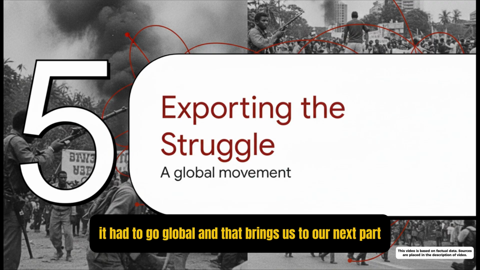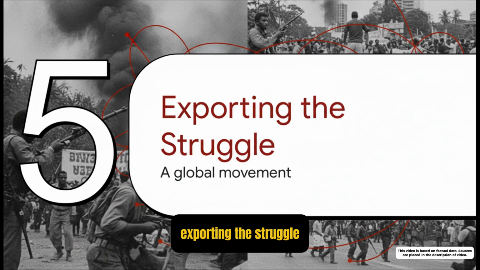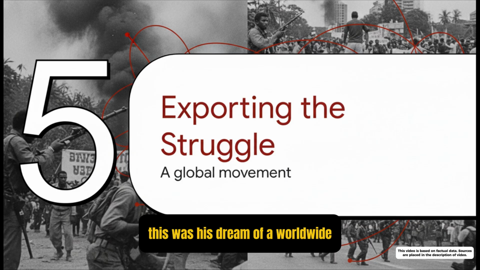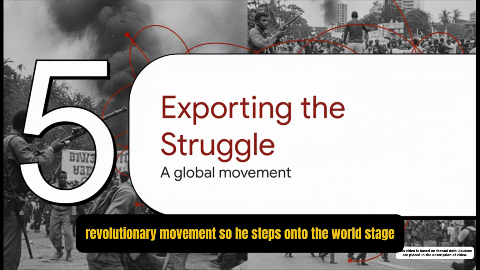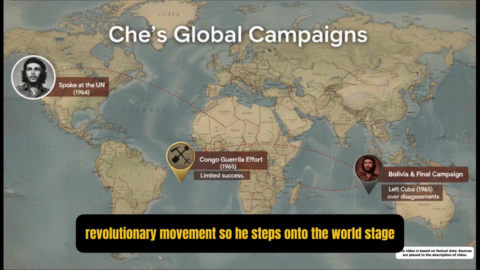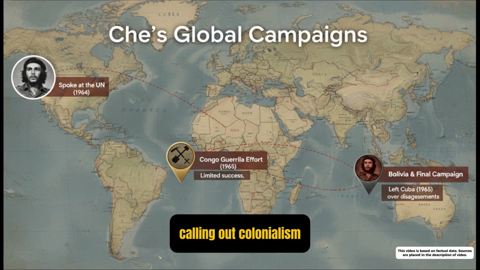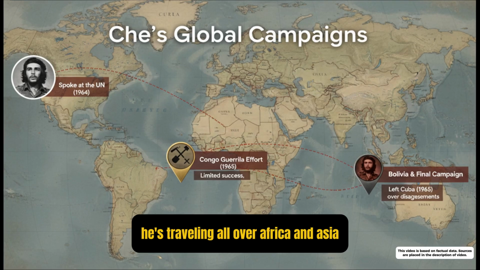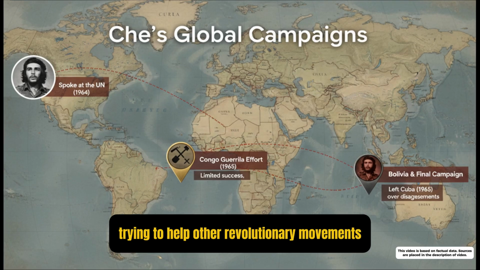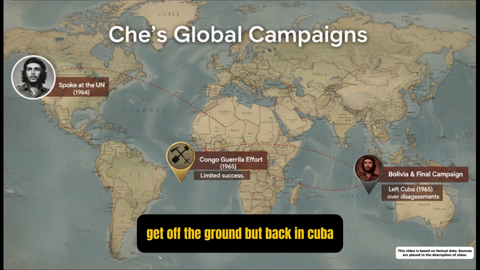And that brings us to our next part, exporting the struggle. This was his dream of a worldwide revolutionary movement. So he steps onto the world stage. He's giving these fiery speeches at the United Nations, calling out colonialism. He's traveling all over Africa and Asia, trying to help other revolutionary movements get off the ground.